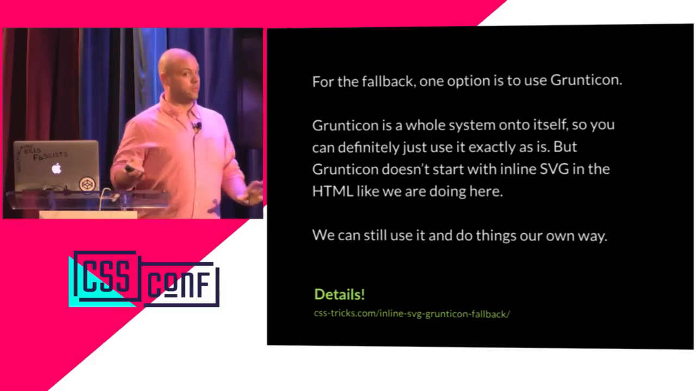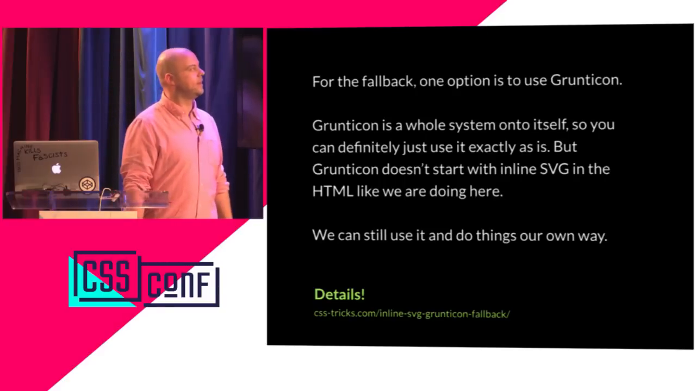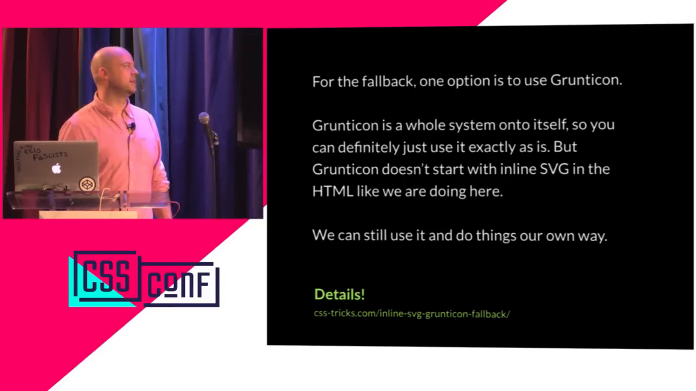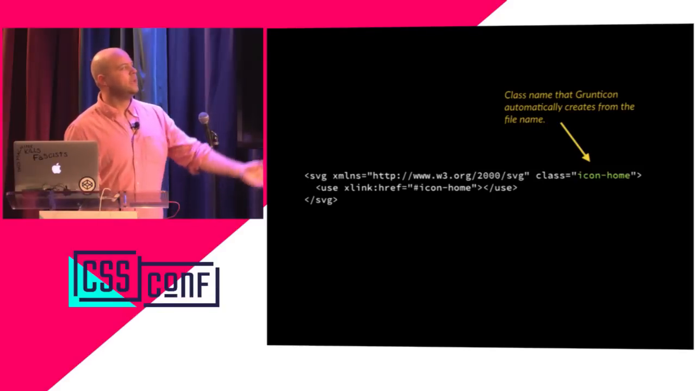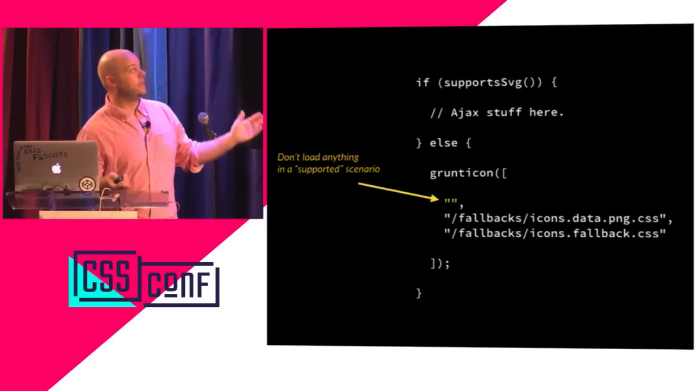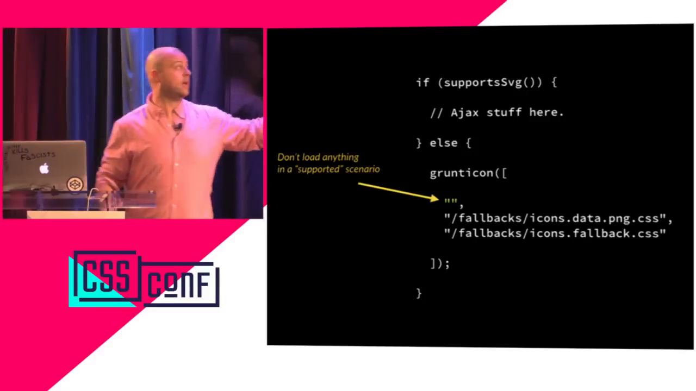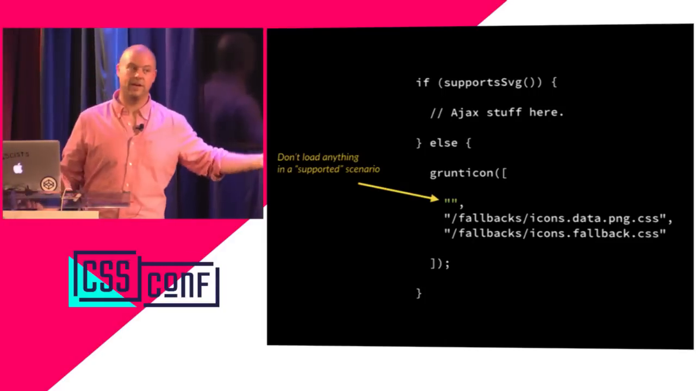Cool. So for the fallback situation, there is a thing called Grunticon. It does a great job at SVG fallback kind of stuff, so you can use it instead. I'm going to blast through it because, you know, just look at the Grunticon docs is the point, really. But you put a class name on the SVG, and then in the false situation, like it's not supported, then call the Grunticon thing. But Grunticon deals with the success situation too, so just remove that, and Grunticon will do the fallbacks.